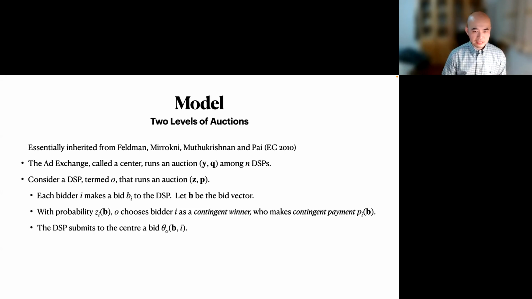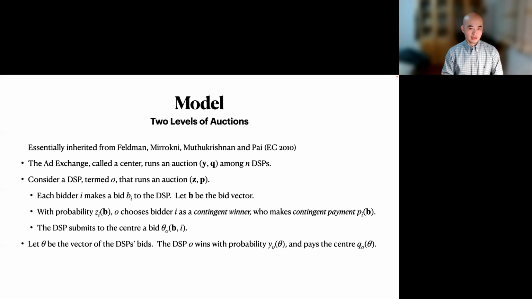So based on all these bids and the identity of the winning bidder, the DSP submits to the center a bid theta O of B, I. So theta O is a function. It maps a bidding vector B and the winning identity I to a bid to the center's auction.